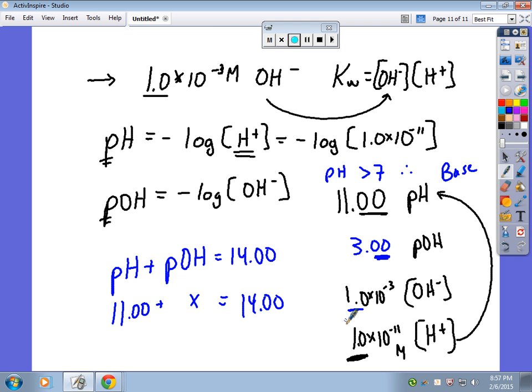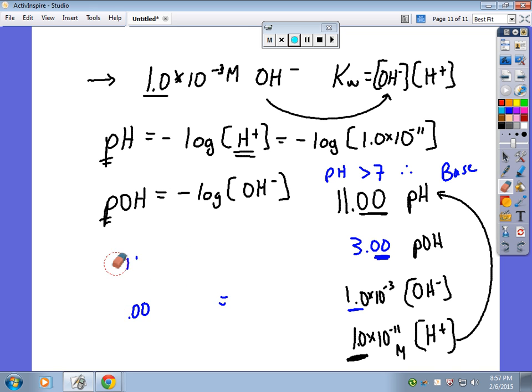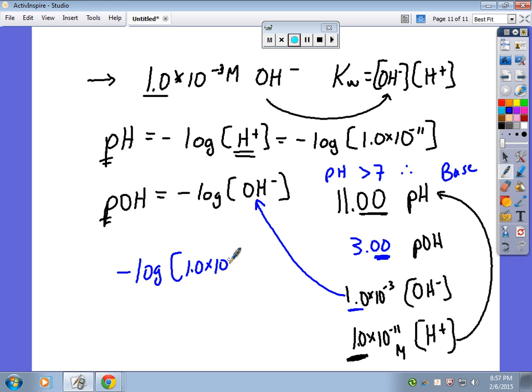Now there's a couple of different ways I can do this also. How else can I find pOH? I could use that equation right there. Or couldn't I take my hydroxide ion concentration if I wanted to? Couldn't I take this and put it in here, and do the negative log of my 1.0 times 10 to the minus third? And that's going to give me my pOH.